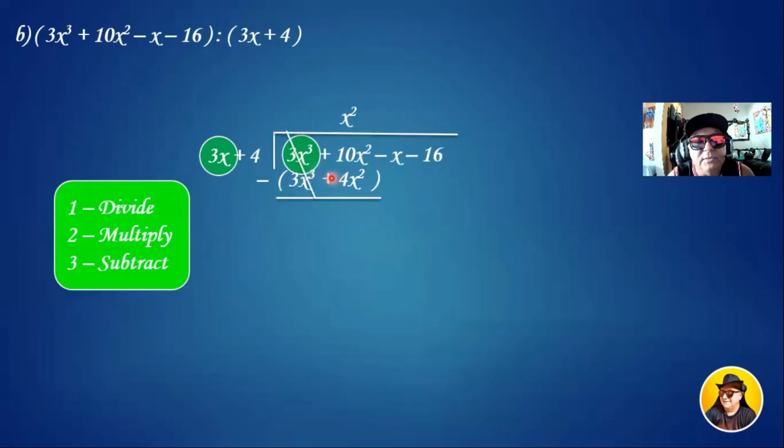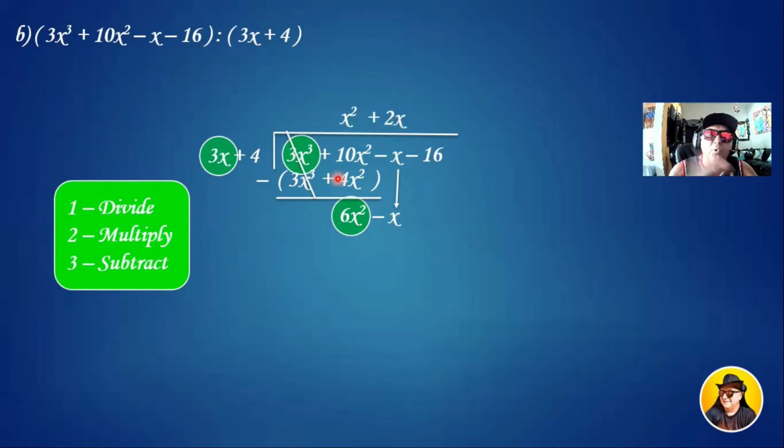And don't forget, this is minus 4. So plus 10x squared minus 4x squared is 6x squared. And now minus x comes down. Okay, and let's redo steps 1, 2, and 3. Divide, multiply, and subtract. So the leading term, 6x squared, is going to divide 3x. 6 divided by 3 is 2. X squared divided by x is x. So I have plus 2x.